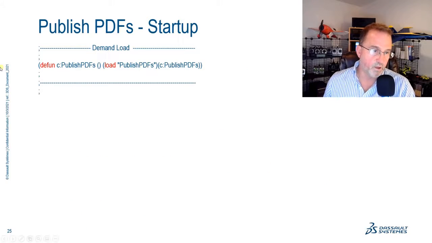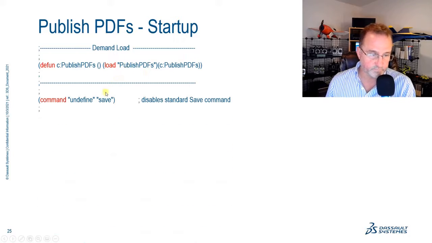So I've defined my function called publish PDFs, and in my startup, I'm going to demand load it, which means, I showed you this before, we define a function called publish PDFs, which will load the program file. In this case, I've saved it as a separate Lisp routine, and then it loads it up and runs it as a demand load function. So I think I've explained that once to you before.